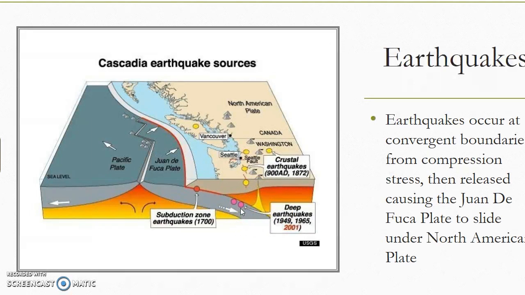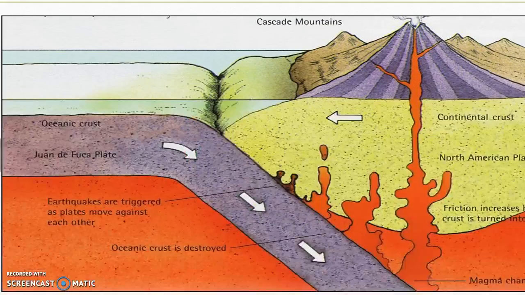Once this smaller plate gets further underneath the North American plate, part of it starts to actually melt. But we'll get into that in a little bit. This is just another diagram giving you an idea of what's actually happening along the coast of California, Oregon, Washington, all the way up into British Columbia, Canada.